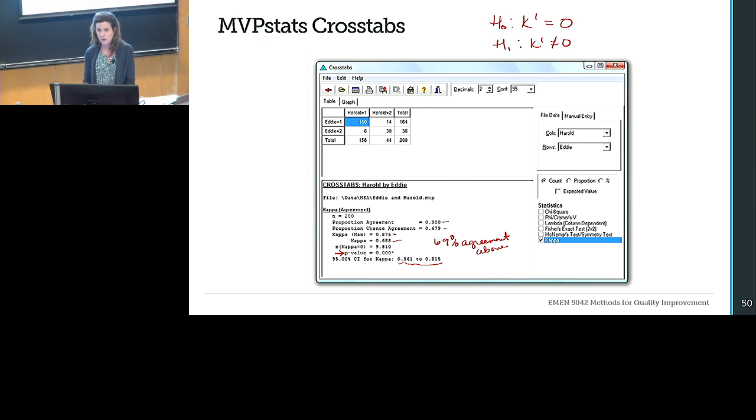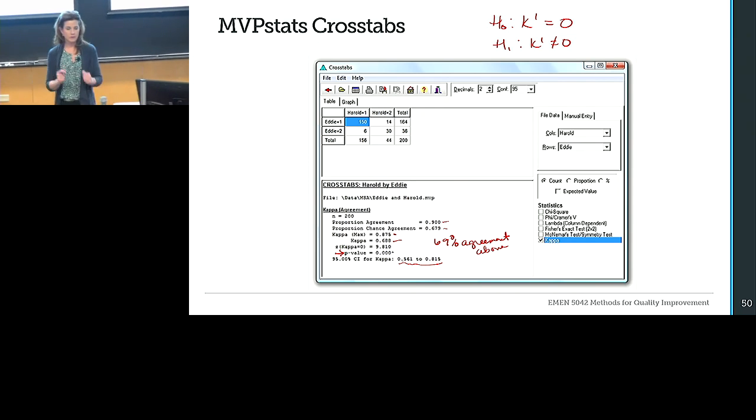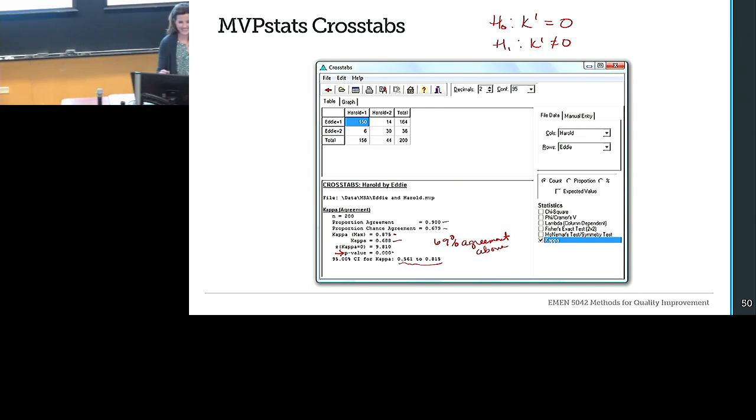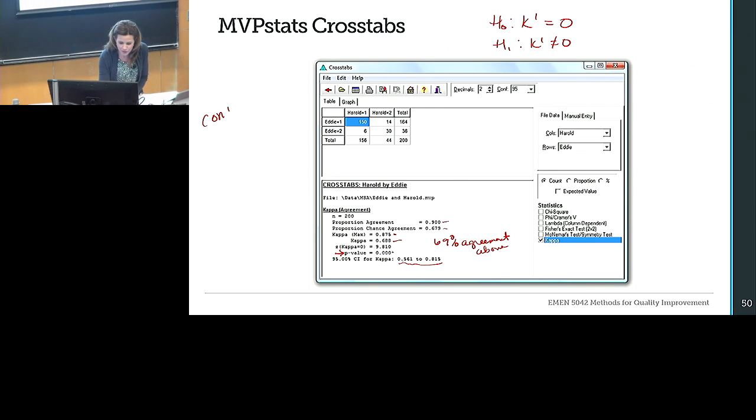Okay, so I'm comparing two people. Is that internal consistency or is that concordance? Concordance. Okay, good. So we're looking at concordance. I concord with you, Harold and Eddie.